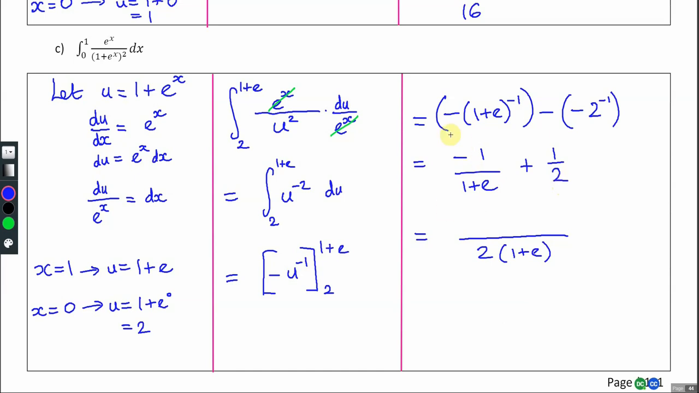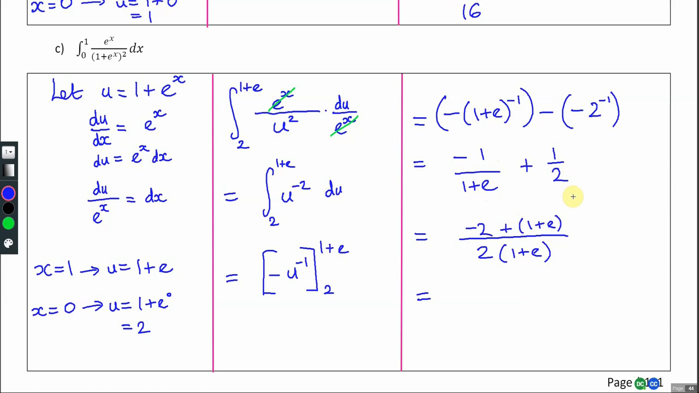This first fraction, to get that denominator, I need to multiply top and bottom by 2. So the numerator becomes minus 2, and on the second fraction, to get the required denominator, I needed to times numerator and denominator by 1 plus e. These brackets are not entirely necessary, but I'm just putting them in there to be clear.